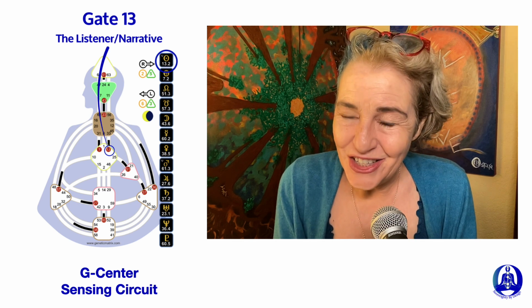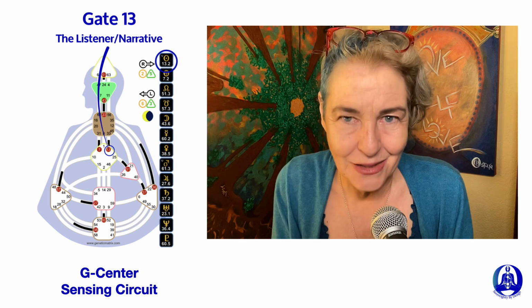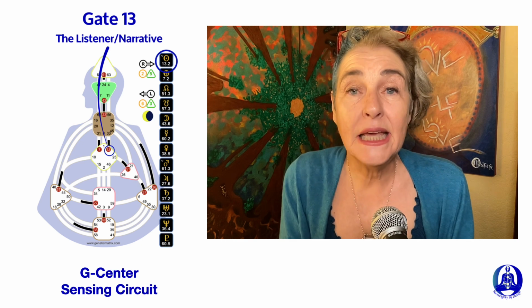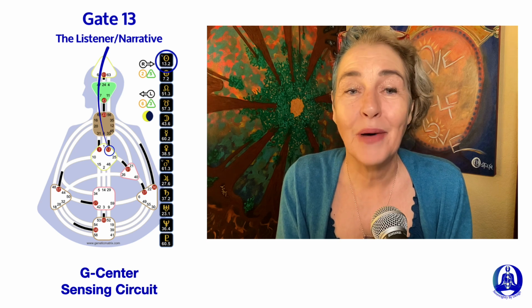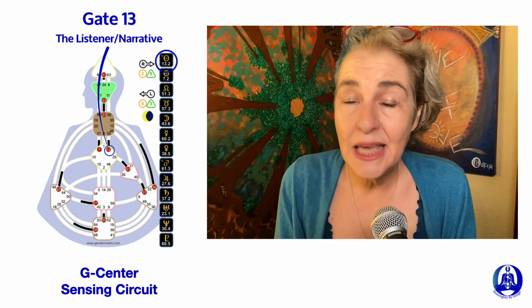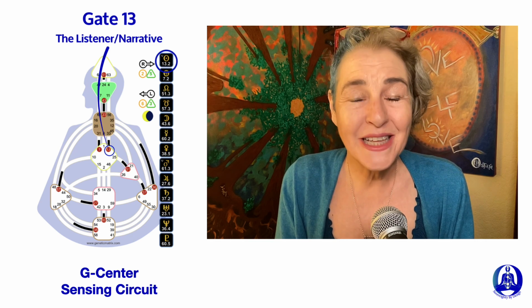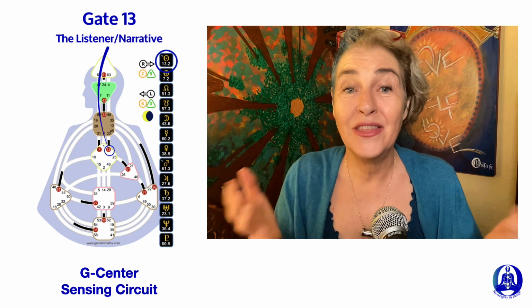And as I said, it's on the G center, and this one is in the sensing circuit. So sensing circuit is right-brained energy. It's creative, it's experiential, it's embodied, and it has a strong storytelling element. 3 of the gates in the sensing circuit are storytelling gates, and that's all the storytelling gates in the chart.